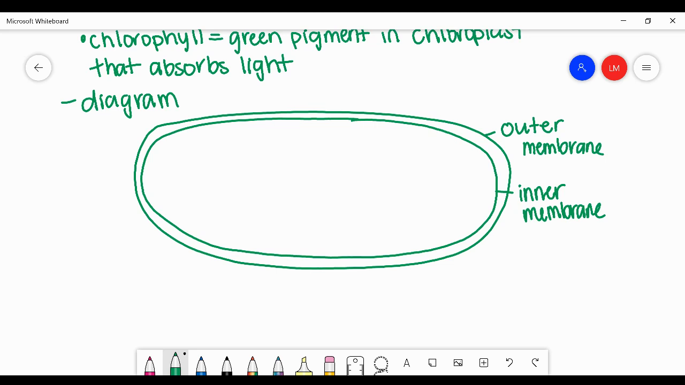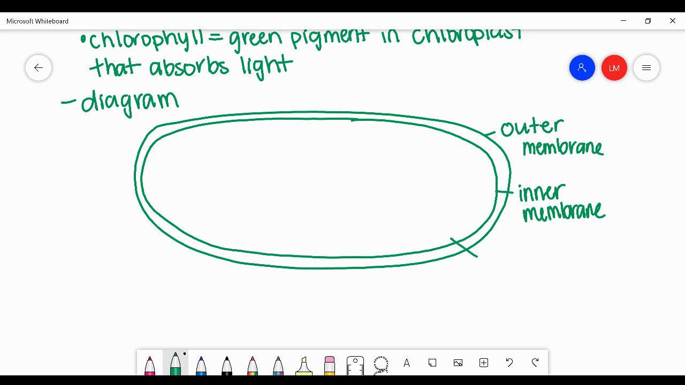Chloroplasts and mitochondria also have 2 membranes because they used to be their own self-sufficient things and then were consumed by a pre-eukaryotic cell and ended up staying there because they were so useful. And that's called the theory of endosymbiosis. And that's, again, what tells us how chloroplasts and mitochondria got into a cell. Anyway, so we have our outer membrane and inner membrane.